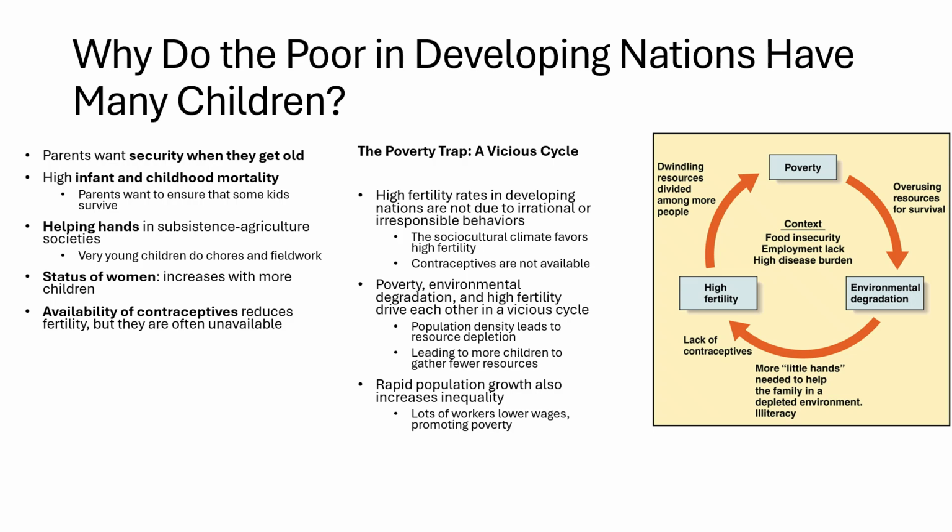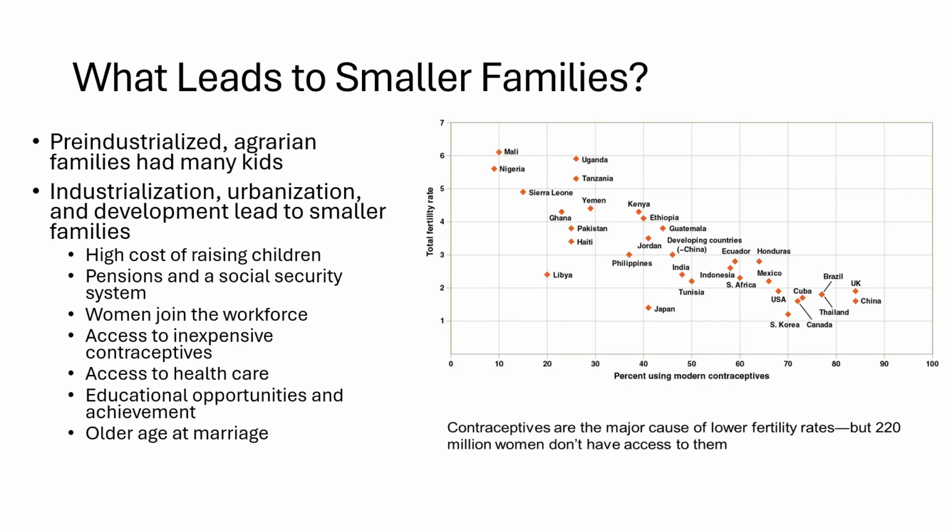So this is what we call the poverty trap. It's like a cycle. You will have high fertility rates in developing nations because of poverty, and that high fertility rate maintains poverty because people do not have access to education. They need to work very young. As a result, the population will grow very fast, and then this will actually accentuate inequalities. So what can you do to have smaller families?